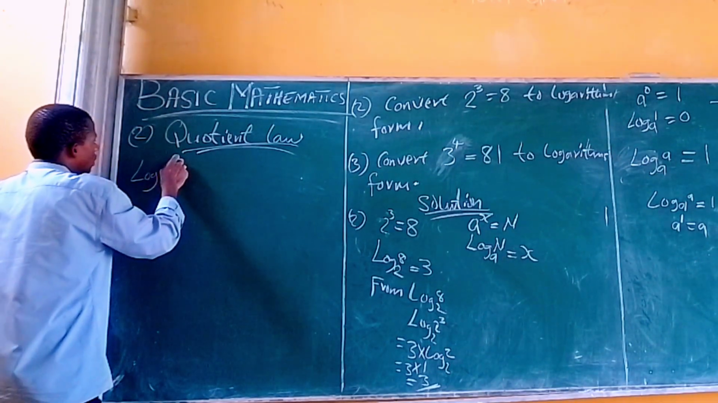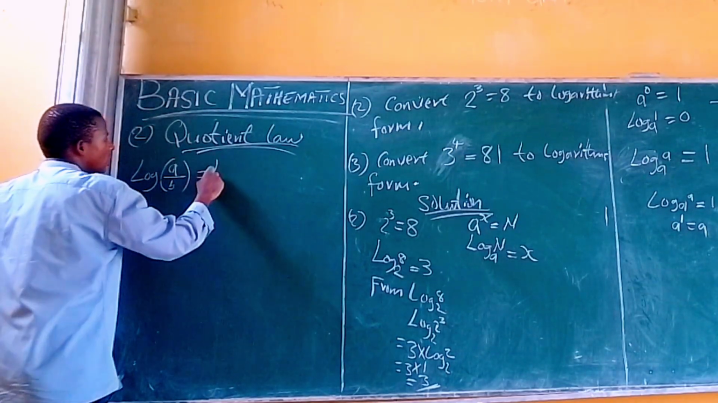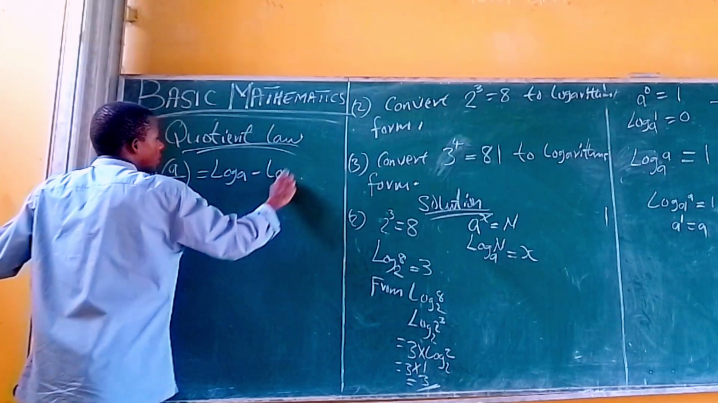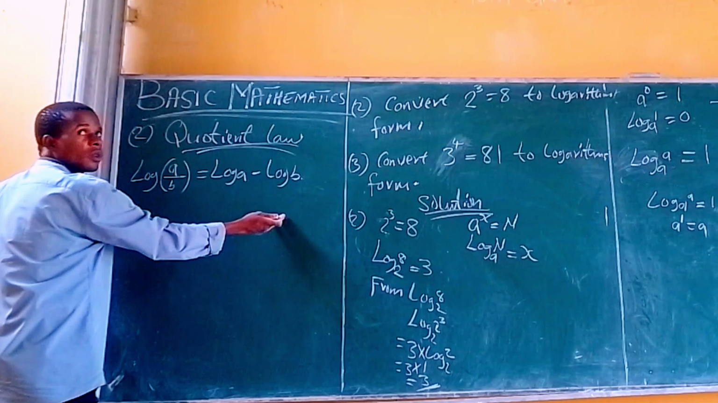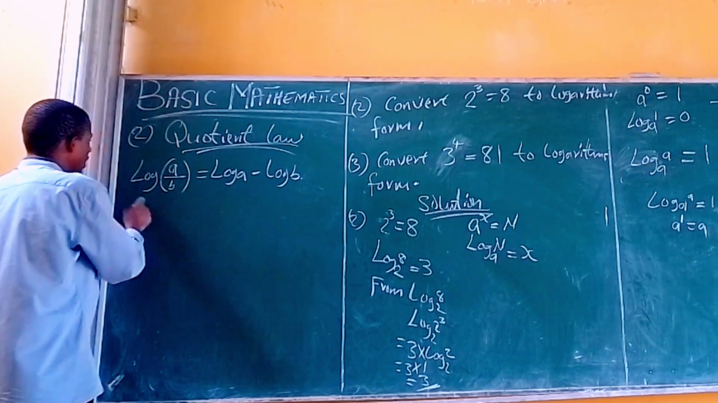log of A over B, the same as log of A minus log of B. This is called the quotient law. Look at all division laws, they are the same thing. Now, with this law, let's look at an example.